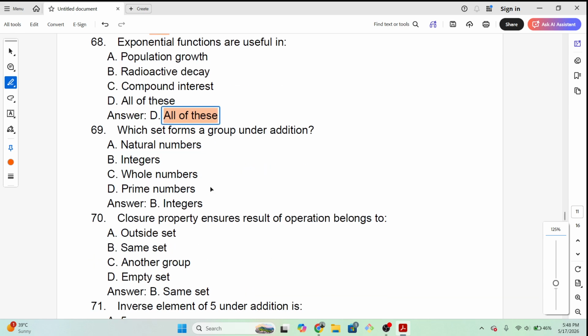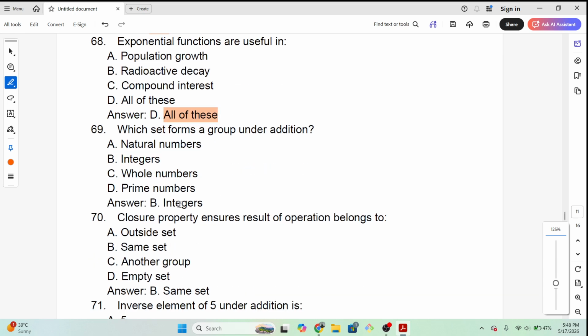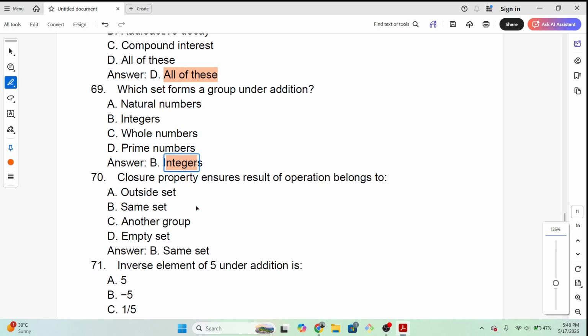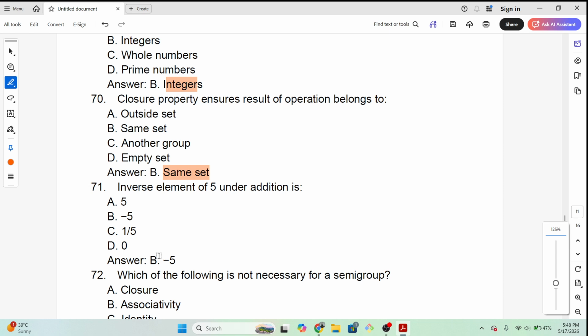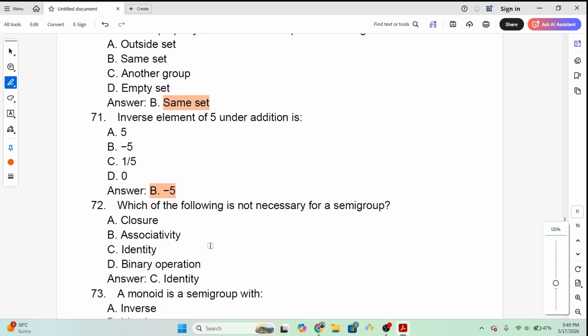Which set forms a group under addition? Integers. Closure property means the result of the operation belongs to the same set. The inverse element of 5 under addition is minus 5. And what about multiplication? Can you tell me? So basically for multiplication that will be 1 by 5, okay?